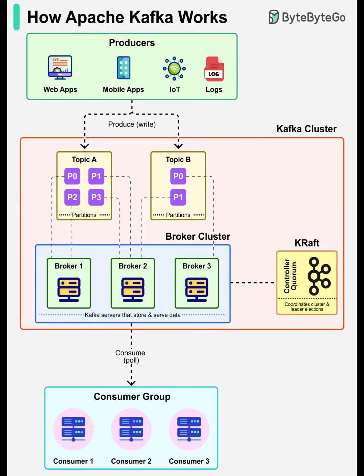Consumers and groups. Consumers pull records from partitions. A consumer group is a set of consumers that share a topic's partitions among themselves. One partition is processed by only one consumer in the group at a time. This gives horizontal scalability with ordering guarantees per partition. Offsets checkpoint progress. If a consumer dies, its partitions reassign to another group member and processing resumes.